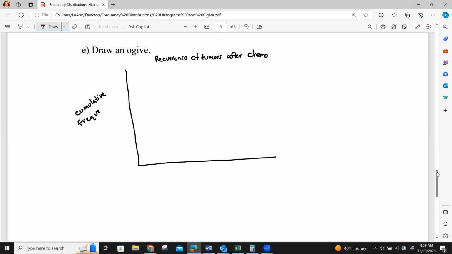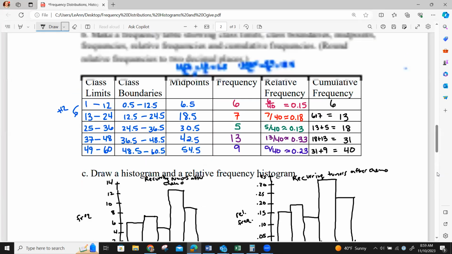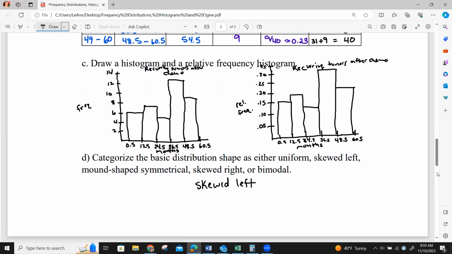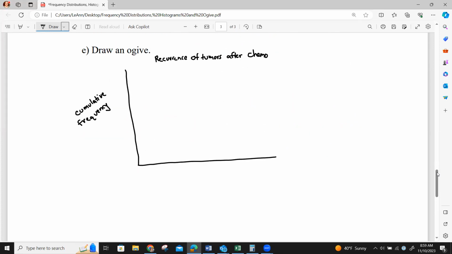And let me go back for just a second. I don't know that I wrote relative frequency on the last one. I did. Okay, just making sure. So cumulative frequency, and then down here at the bottom, we'll still start out with our class boundaries. That's important to use this specifically for the ogive.